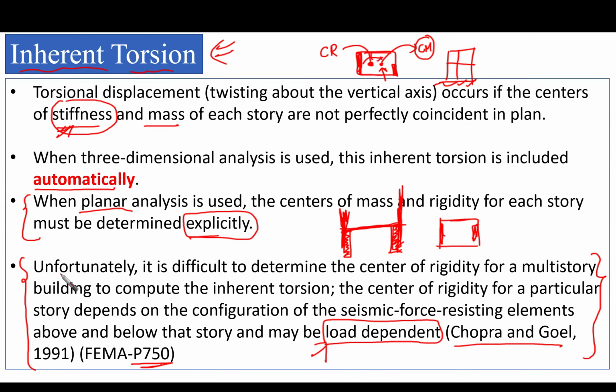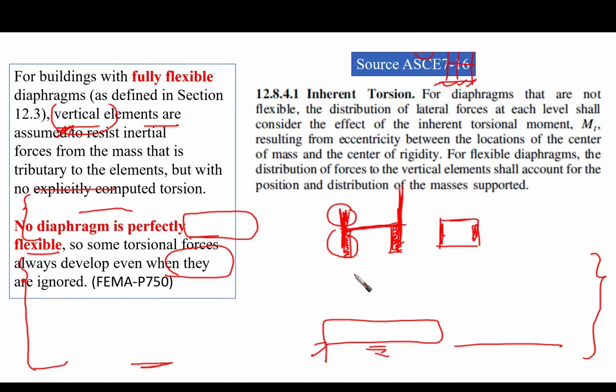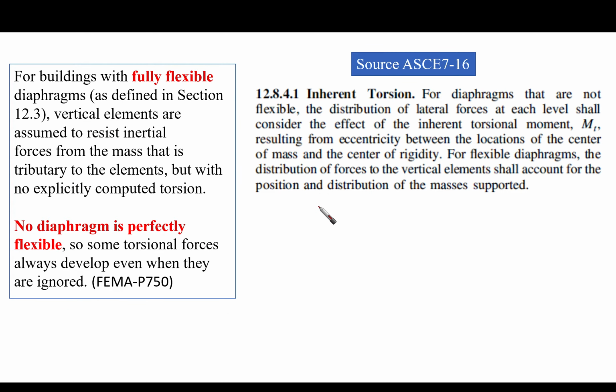So we are approximating and making it simple. The code is going to give the next provisions that I'm going to explain, but we need to keep in our mind that it is really difficult. Okay, it is difficult to determine the center of rigidity for a multi-story building. We need to take into consideration the rigidity below and above, and also there is load. As we said, it is load dependent, so we need to keep this in our minds. However, the code is making it easy for us. So let's see how the code is dealing with this issue.